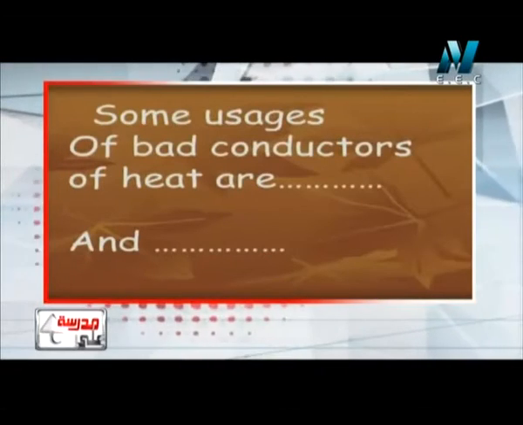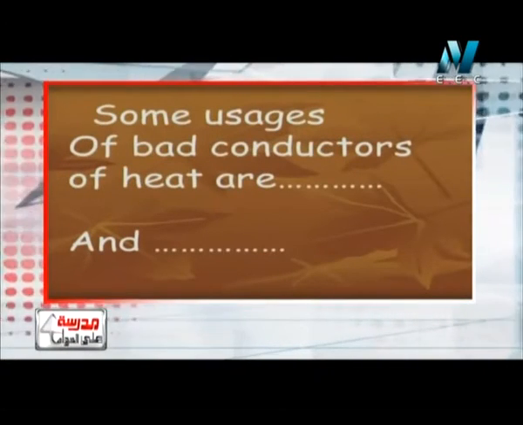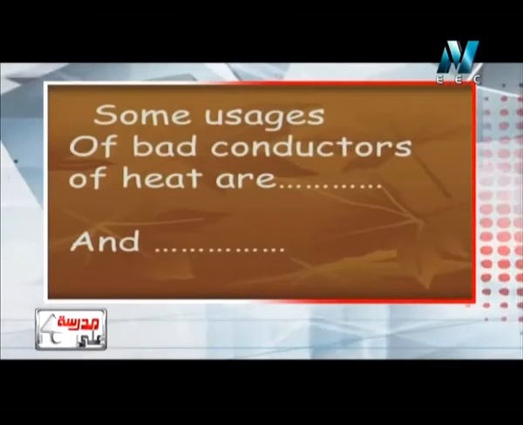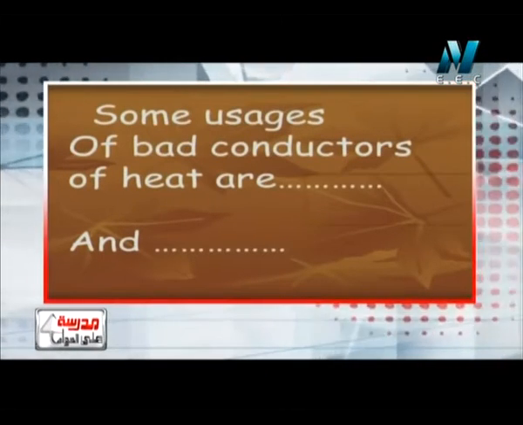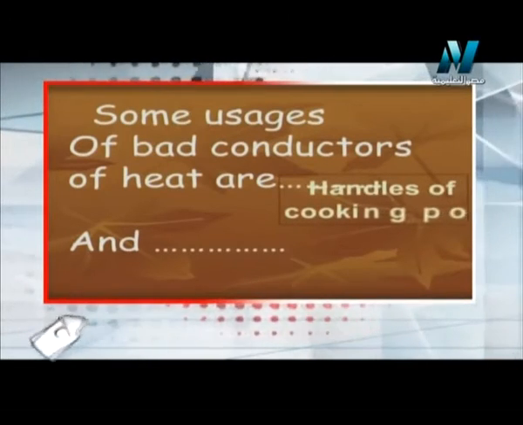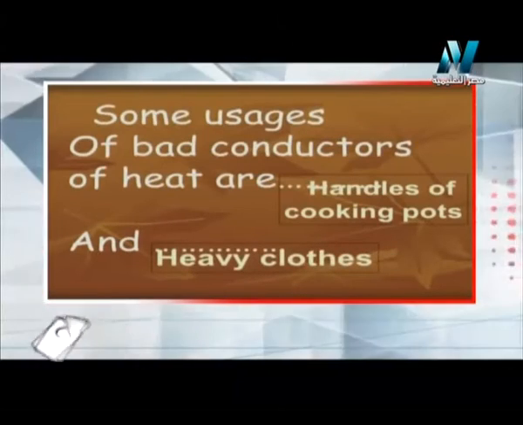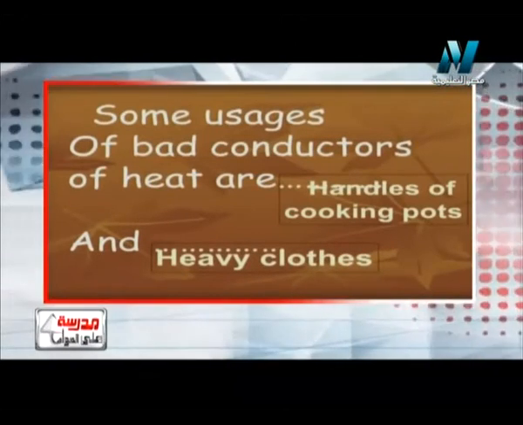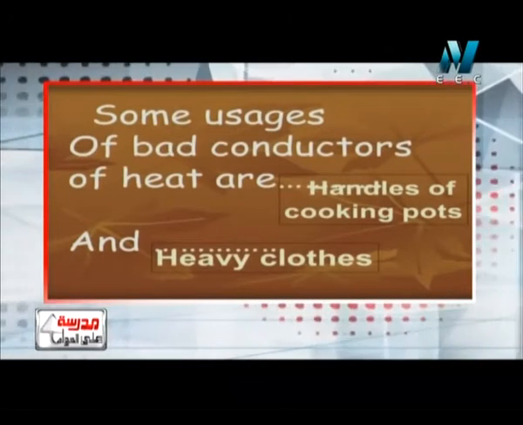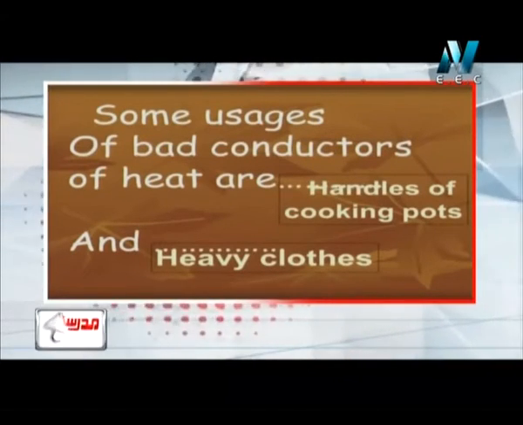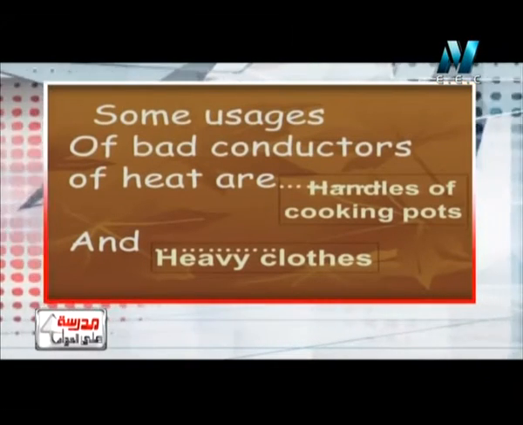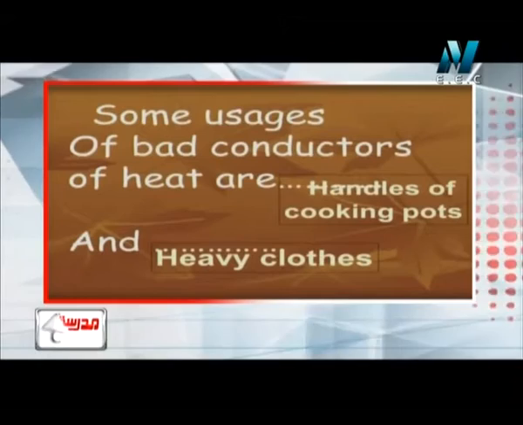Okay, let's return back to our complete questions, and I think these questions are very important, and I advise you again and again, please read the question till the end word. The question says that some uses of bad conductors of heat are point and point. We use bad conductors such as plastic and wood in making handles of cooking pans and tea boilers, and heavy clothes such as the winter clothes that are made of wool.